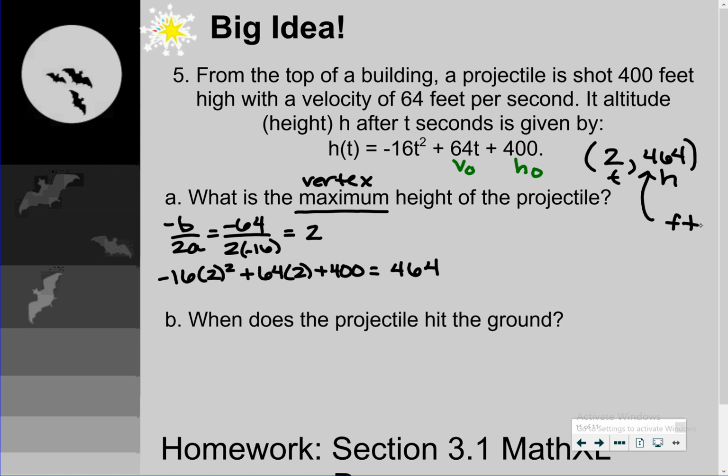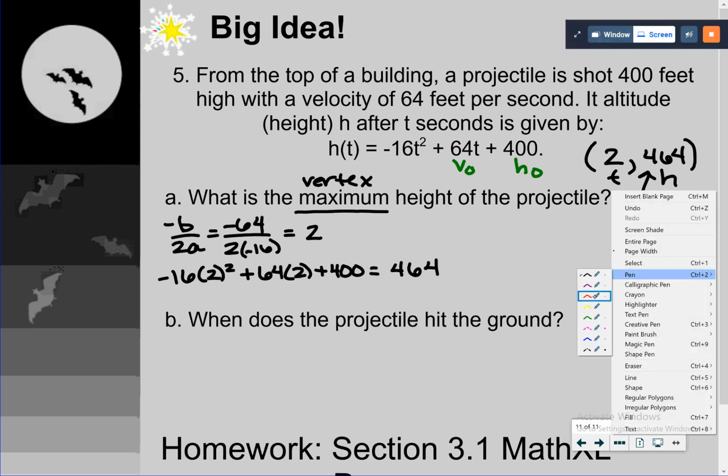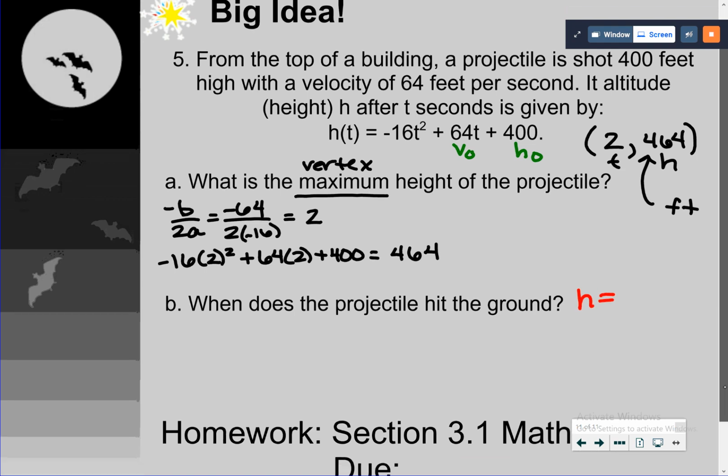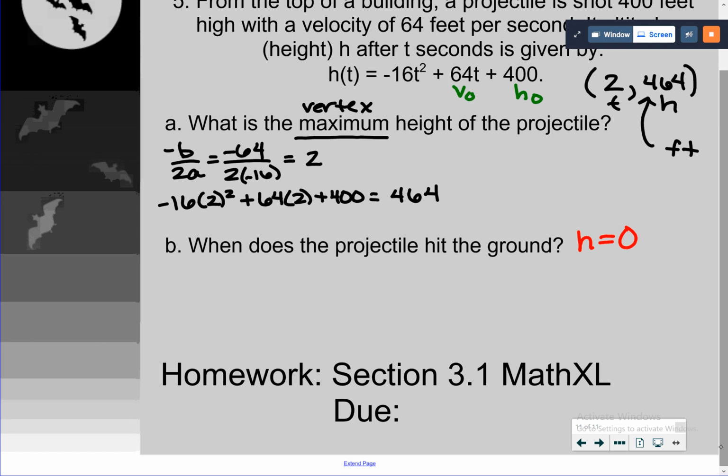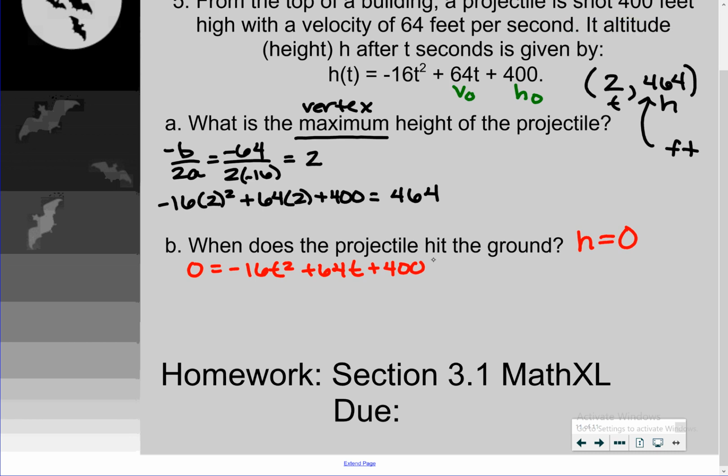All right. Part B, when does it hit the ground? When something hits the ground, what's the height equal to? 0. So this is kind of a fancy way of saying we're going to find an intercept when something is equal to 0. So you are setting the equation equal to 0 and solving for t. That's kind of gross. You have 2 choices, I would say. Factor, which I think would be kind of gross because of the large numbers we have here, or quadratic formula. If I'm looking at this, I'm going to use quadratic formula.